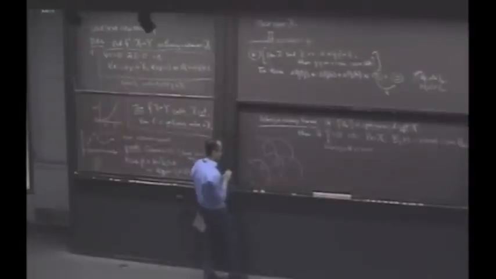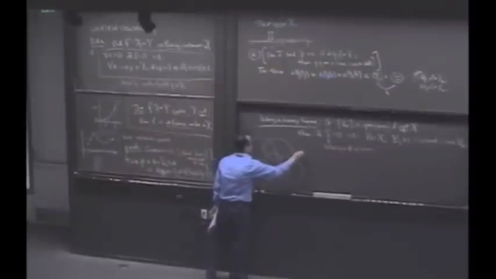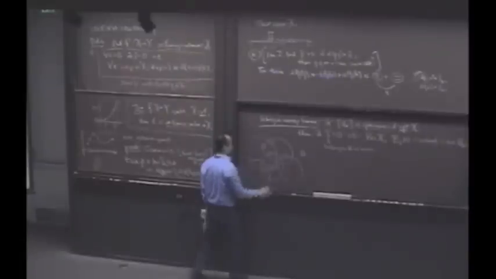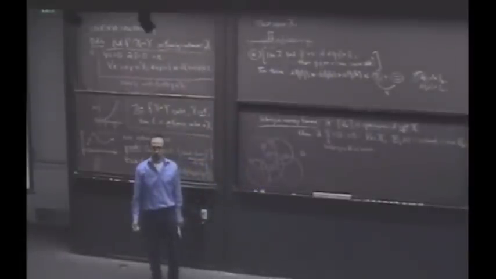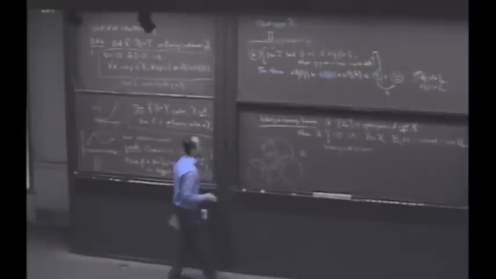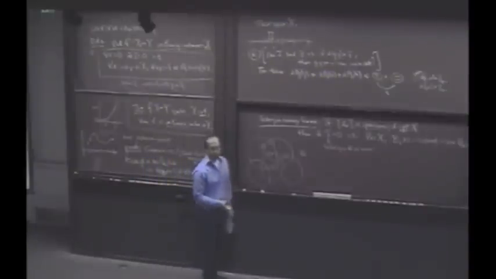And can you see in this picture how small delta might have to be? Would you agree if I have a pancake of about this size, no matter where I put it, it'll lie completely within one element of the cover? Now, this would not necessarily be true if the space were not compact, right?